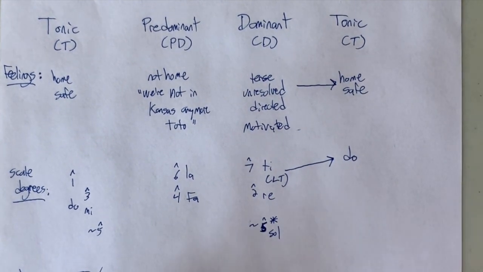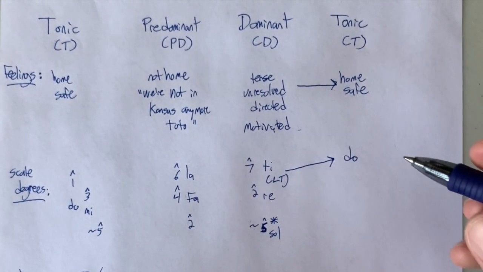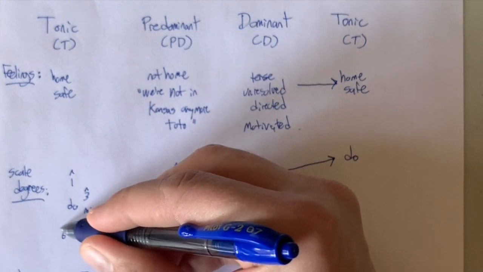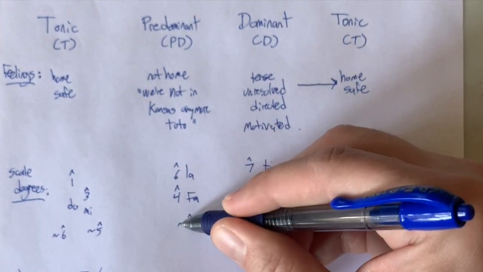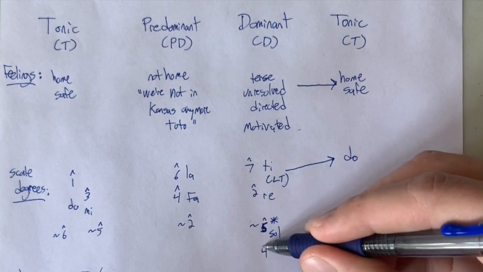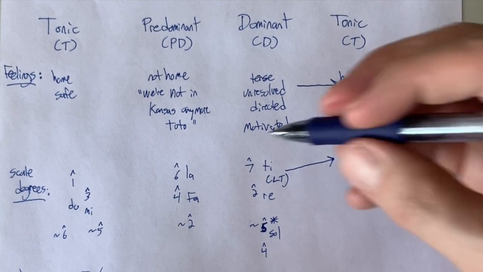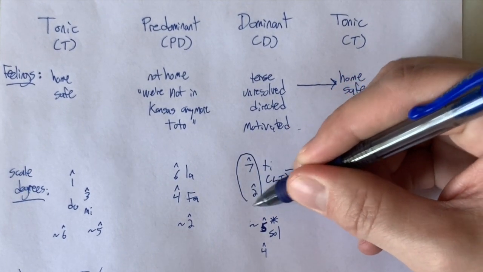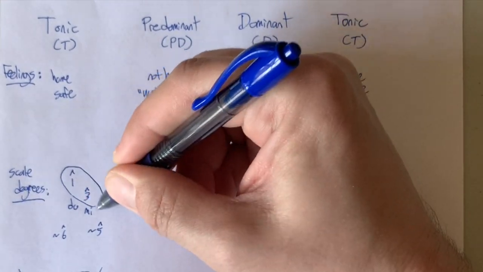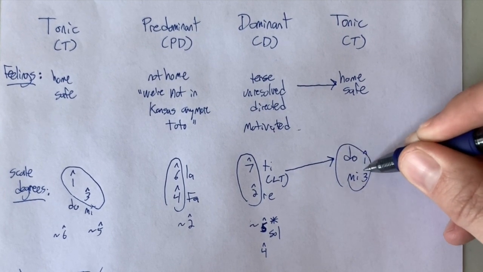And this list isn't complete. There's all kinds of times when 2 can be a predominant note. There's times when 6 can be a tonic note. I'm going to put squiggly lines by them. There's times when scale degree 4 can be a dominant note. But the main ones, the ones we most consider exemplifying each function, are these. And again with the 1 and 3 here.